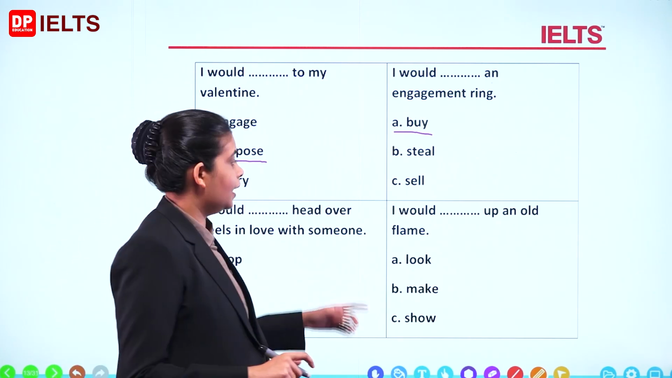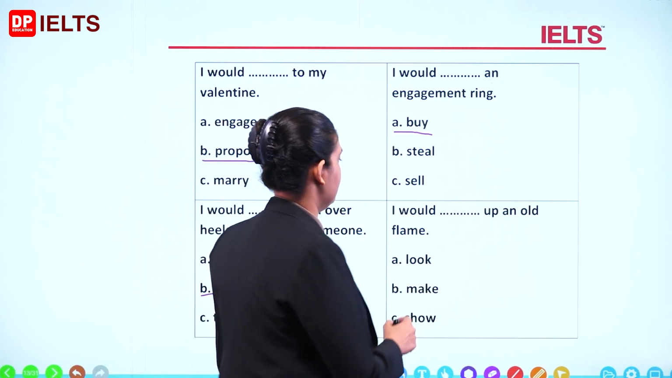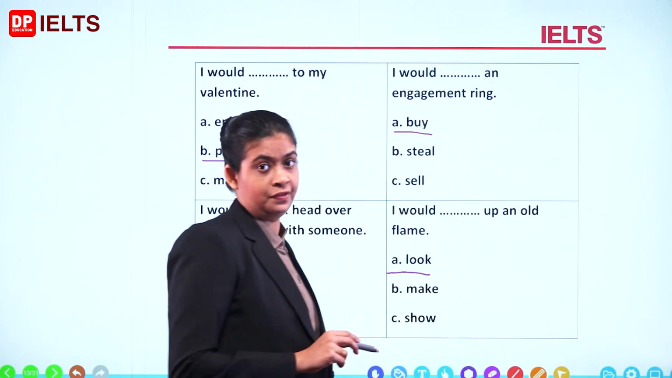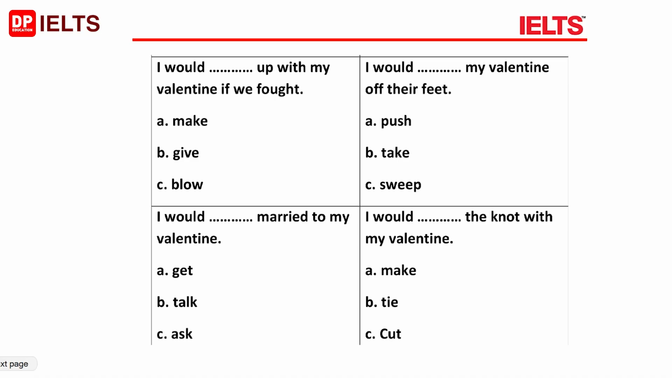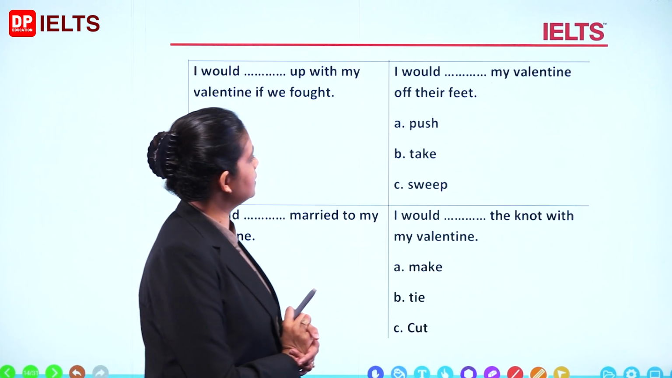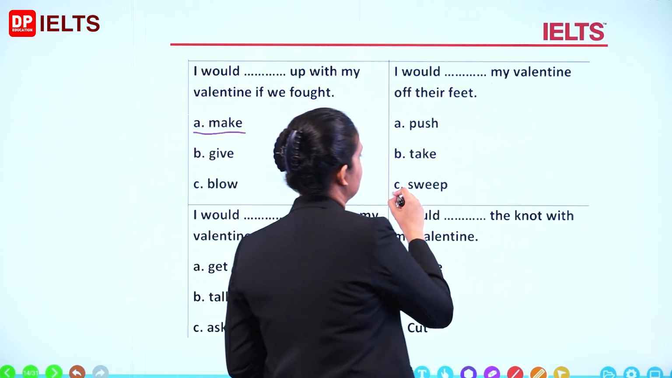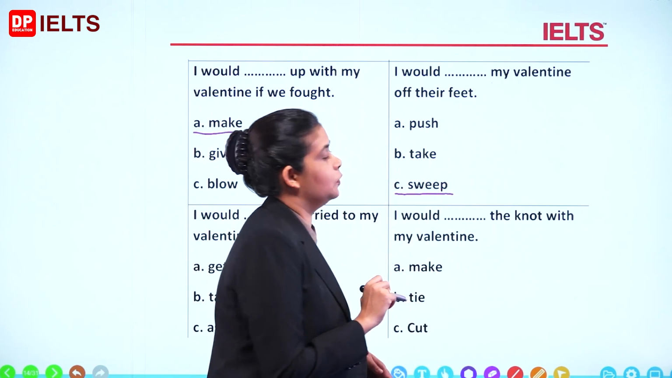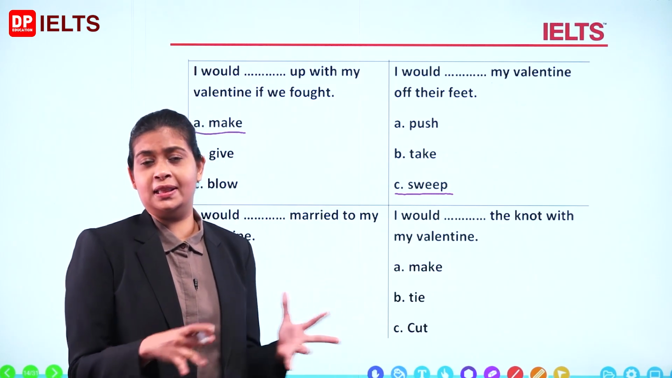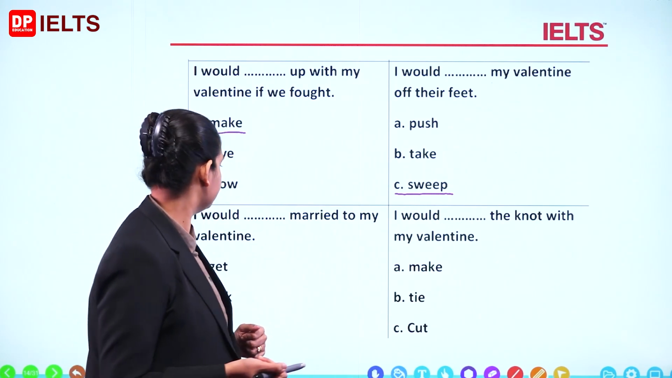Okay. I would look up an old flame. Okay. Next one, I would make up with my Valentine. If we fought, I would make up. Make up කියන්නේ රණ්ඩුනාට පස්සේ ආය යාළු වෙන එක. Right? I would sweep my Valentine off their feet. Okay? That's to make them feel really happy.